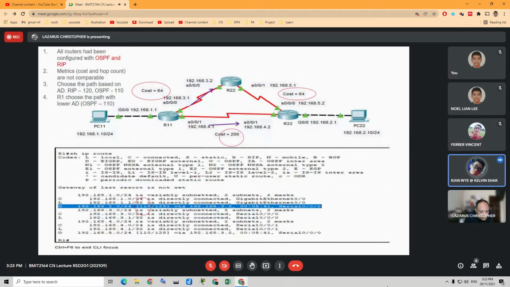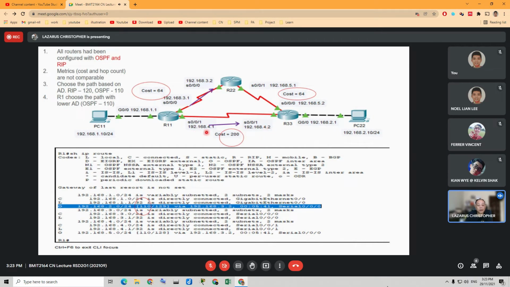I'll do the one next. Oh, no, 129 is the cost. Oh, the total cost. 64 plus 64 plus 1 is 129. Okay, so the right-hand part is the cost. If RIP wins, this one will be 1, because one hop.